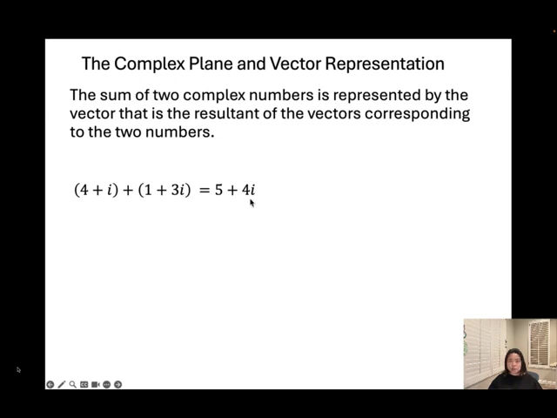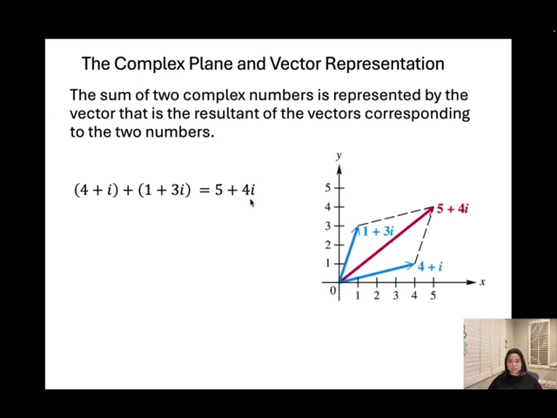Now we try to sketch this on the coordinate system. 1 plus 3i means x equal to 1, y equal to 3, so I have this complex number. And then I have 4 plus i, x equal to 4, y equal to 1, so we have another one. When you add them up, you get the resultant of the vectors, which is 5 plus 4i. If you use the parallelogram rule, you can find that this one will be the resultant vector.